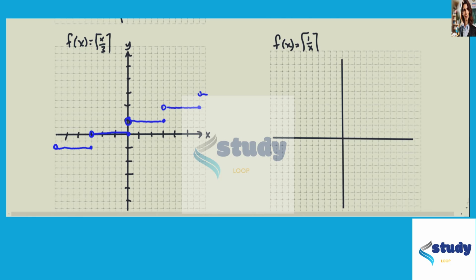Okay, our fourth one. Now this one is very different because instead of having the x in the numerator like in the last one, x is now in the denominator. So let's see what happens here.